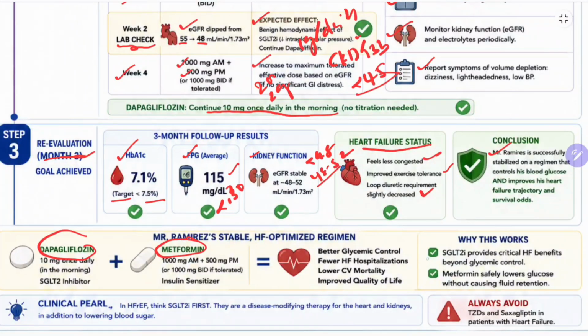Okay. Why does this work? SGLT2 inhibitors provide critical heart failure benefits beyond glycemic control. Metformin safely lowers blood glucose without causing fluid retention. Always avoid pioglitazone and saxagliptin in these patients. In HFrEF, think SGLT2 inhibitors first. They are disease-modifying therapy for the heart and kidneys both, in addition to lowering blood sugar. So this patient has both CKD and heart failure.